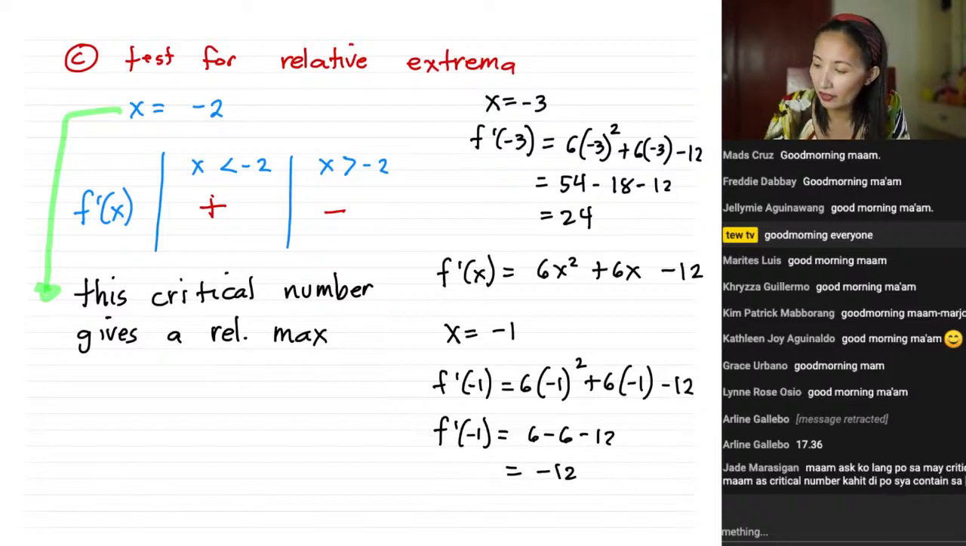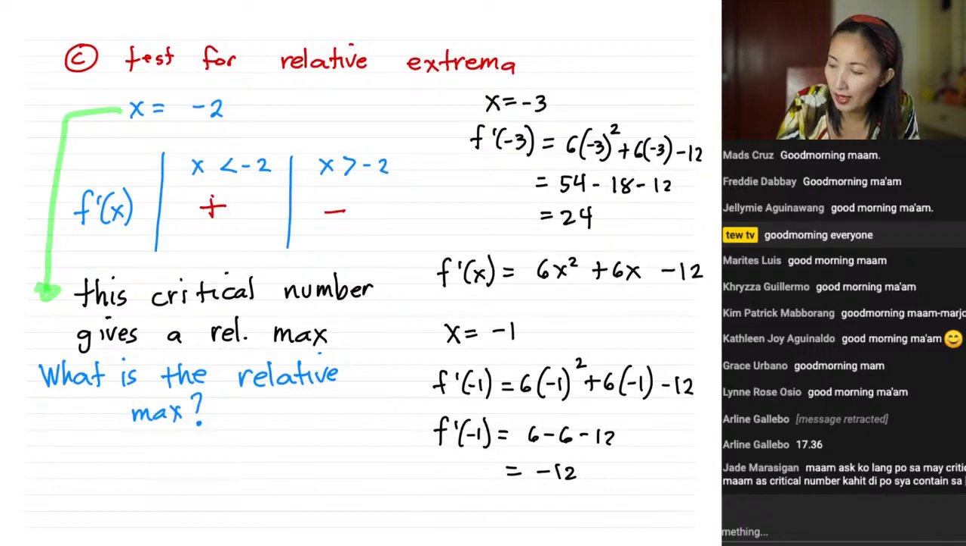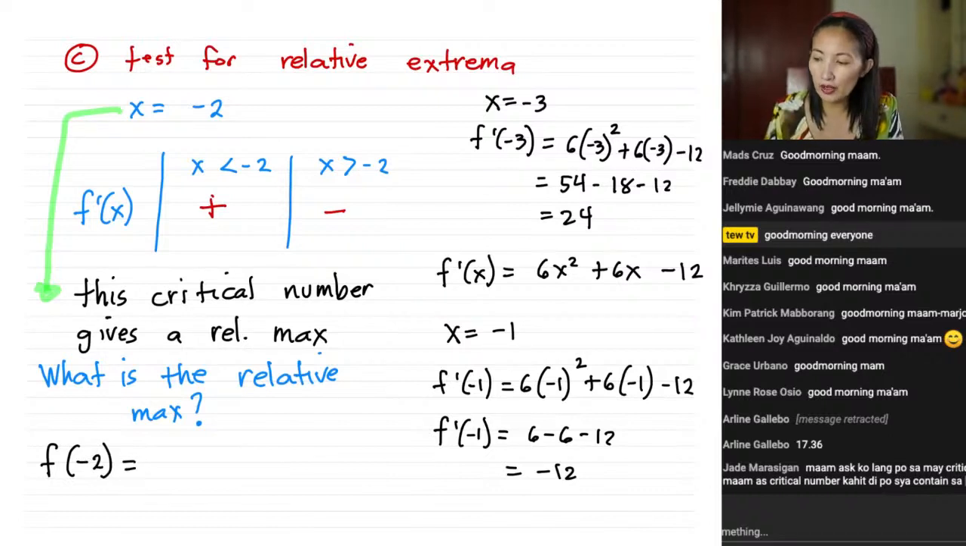What then is the relative max? The relative maximum is the function value at x equal to negative 2. What is the original function given? The function given is 2x cubed plus 3x squared minus 12x.